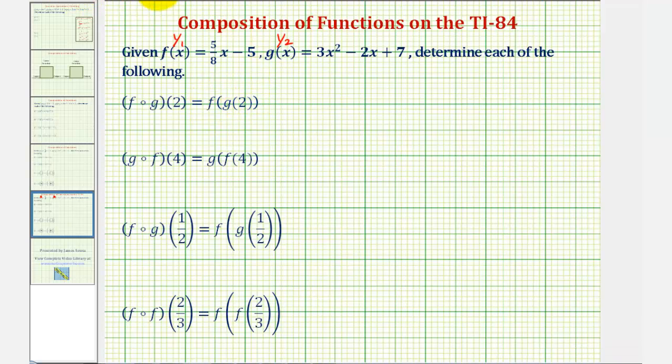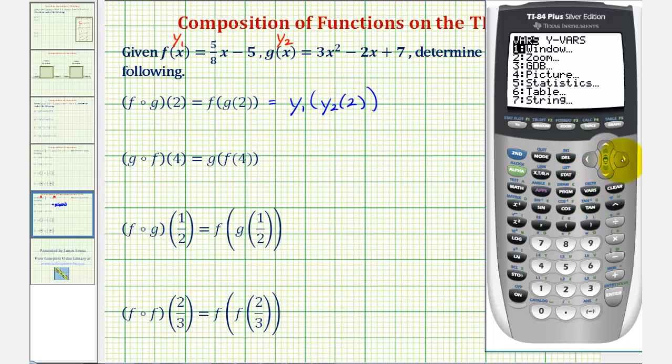But in our case, because we're using the calculator, this will be equivalent to y sub 1 of y sub 2 of 2. Remember, f of x is equal to y sub 1 and g of x is equal to y sub 2. And now we'll go to the calculator to enter this.